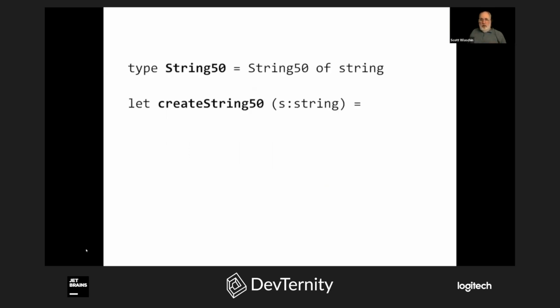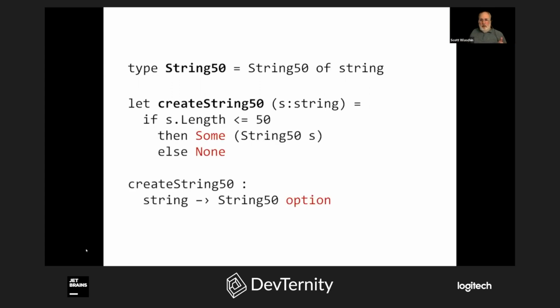And same thing with a constrained string like a string 50, right? If it's less than 50, it's good. And if it's not, it's bad. So again, just by looking at the signature, I can say that sometimes it might not work. And that's nice documentation for me as a user. I know it's not going to throw an exception, right? I don't have to look at the documentation to see if it throws an exception. I can tell straight away that it might not work.